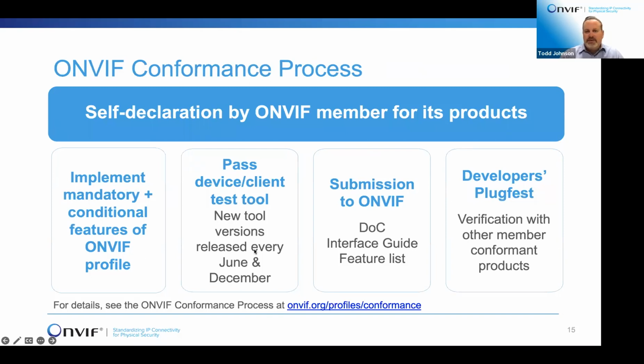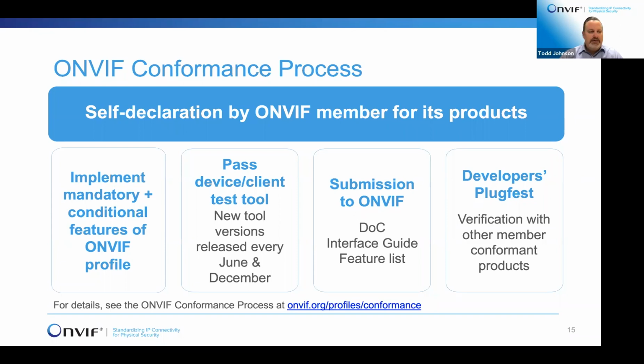Okay, so the ONVIF conformance process is really a member-driven self-declaration process by ONVIF members, and it has four pillars as part of it. First and foremost, a device or client has to implement all mandatory and conditional features of a given ONVIF profile to be conformant. It must then pass the test tool related to whether it's a device or a client.